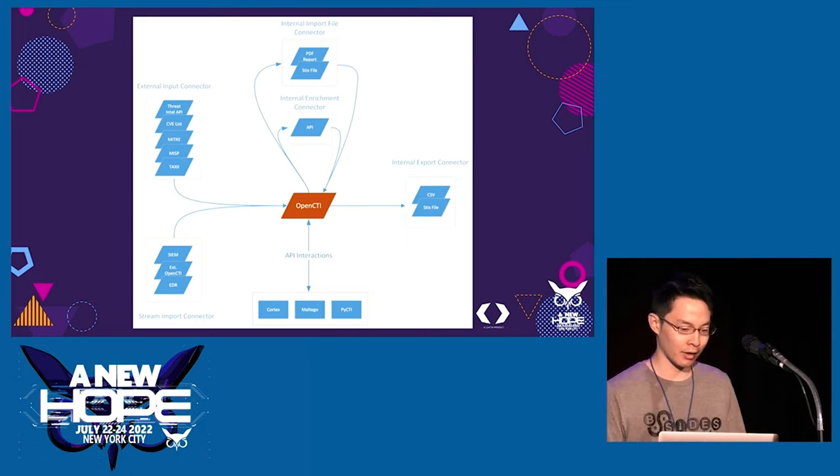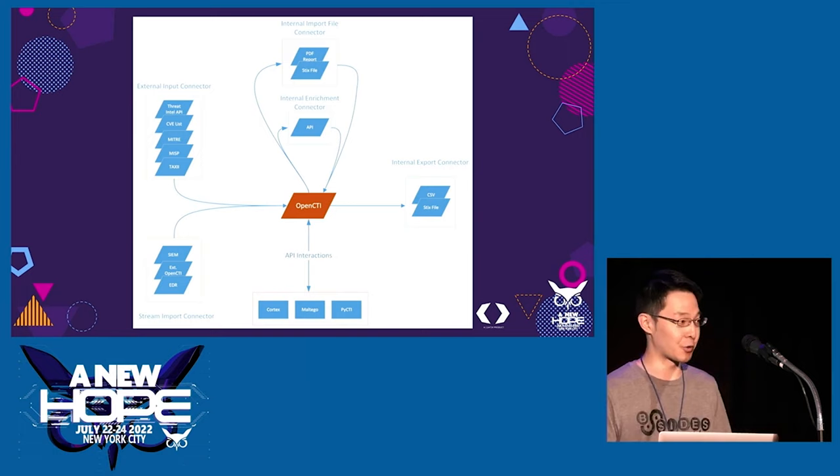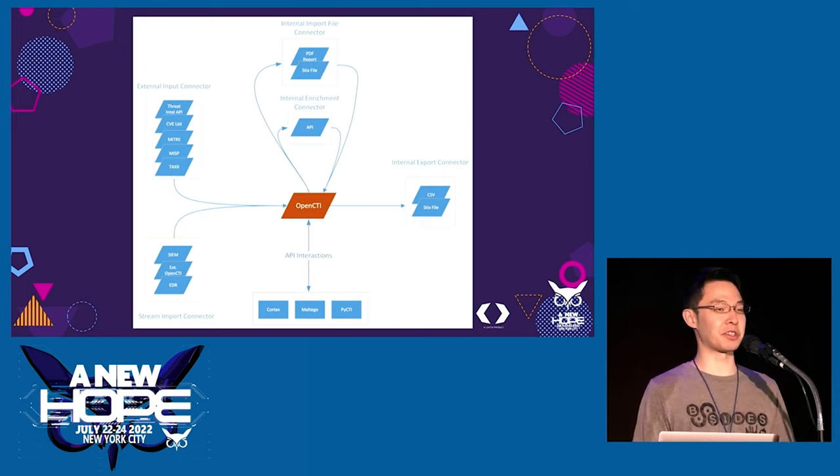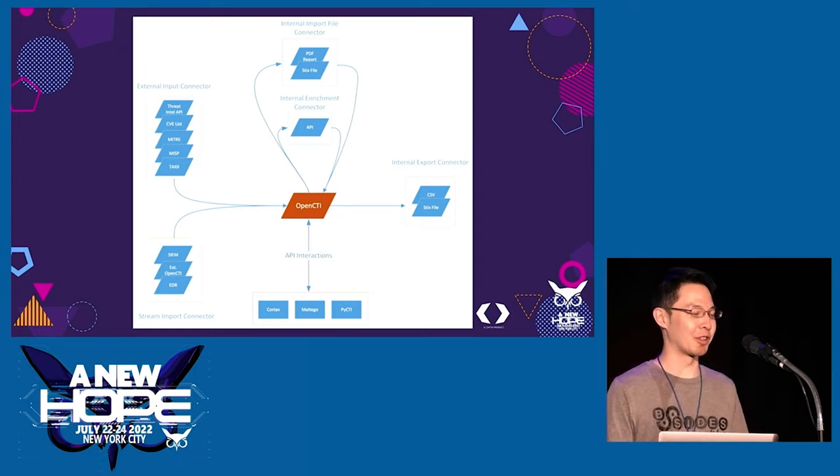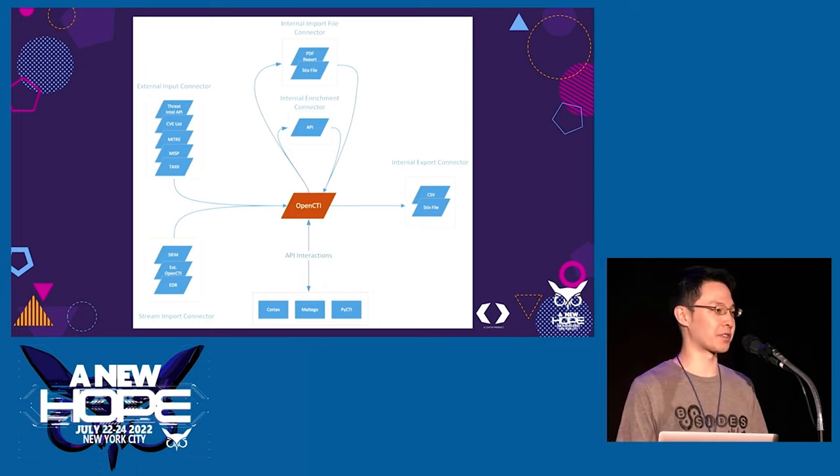On the very top, we have the internal import file connector, which essentially allows you to do what I just described before, the ability to import your PDFs that you receive from partners over email or stuff like that. You could take the latest Bleeping Computer article and ingest that into the platform if it is relevant to you. It'll be able to parse out your PDFs into STIX2 JSON. It'll be able to parse out your CSVs into STIX2 JSON in order for it to be ingested by the platform.